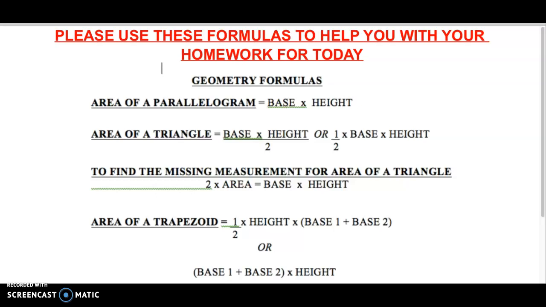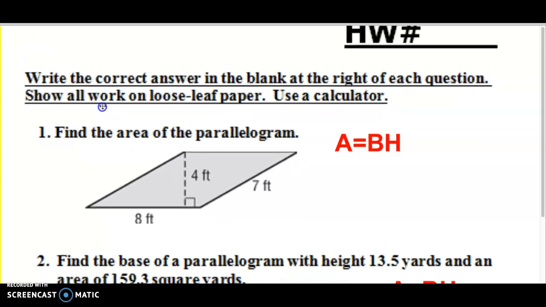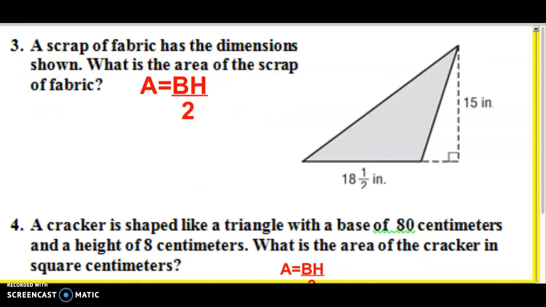Okay, what I'd like you to do is use these formulas to help you do your homework today, so you can almost leave the video paused on this screen when you do your homework. I'm going to walk you through each homework question right now. For numbers 1 and 2 on the homework, I'd like you to write these formulas. You can hit pause if you'd like and write those formulas for numbers 1 and 2. For number 3, it's the area of a triangle. I'd like you to write this formula, and the same thing for problem number 4.